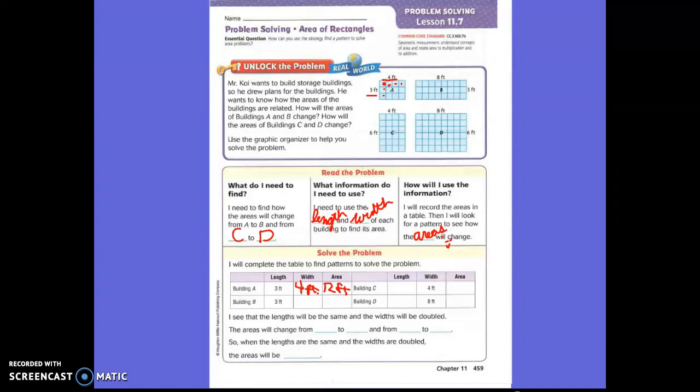Building B is 3 feet tall. But how many feet wide is it, guys? 8 feet wide. Write that in. Now if we're using multiplication, what is 3 times 8 to find the area? What is 3 times 8? 24.